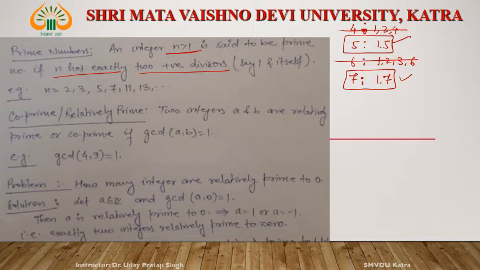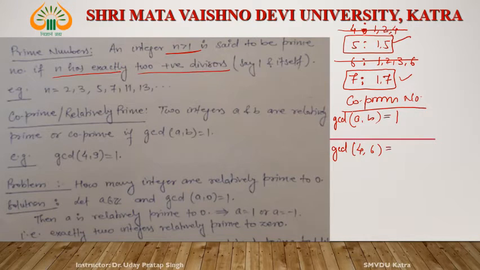Now, what is co-prime? Co-prime numbers. Two integers a and b are said to be relatively prime or co-prime if their GCD is 1, right? For example, what is the GCD of 4 and 6?